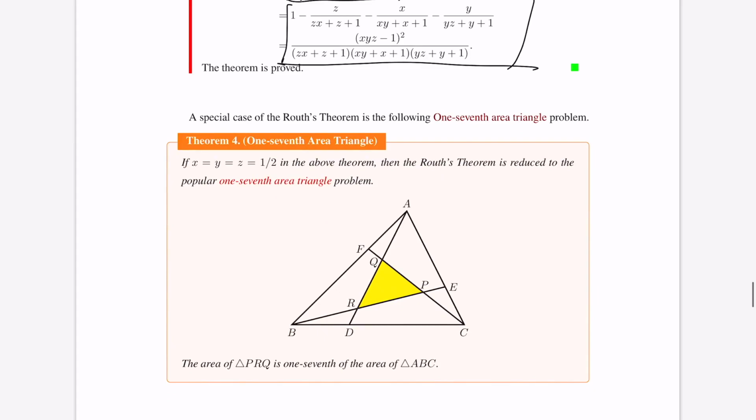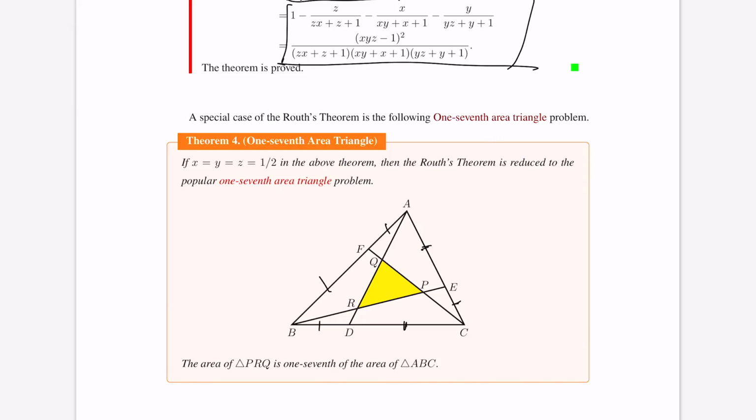A special case is called the 1/7 area triangle problem. This was in one of the Math Olympiad competitions in the past. I don't remember which year it was. Okay, so suppose x, y, z are all equal to 1/2. That means this is half of DC, CE is half of EA, and AF is half of FB.